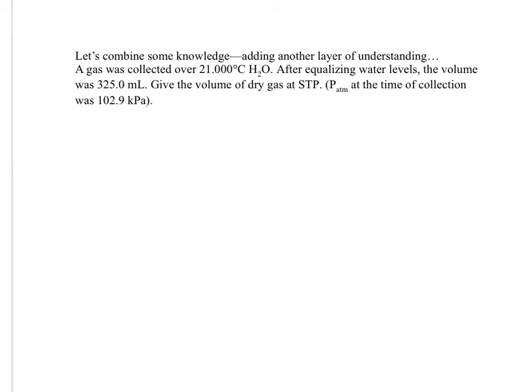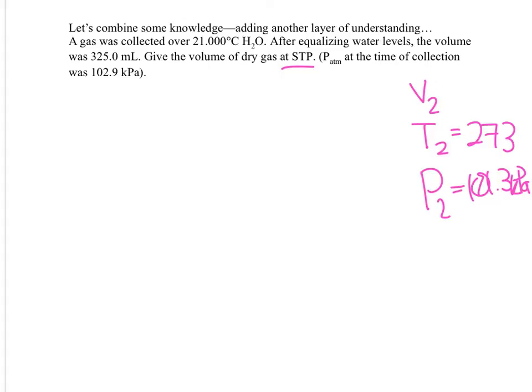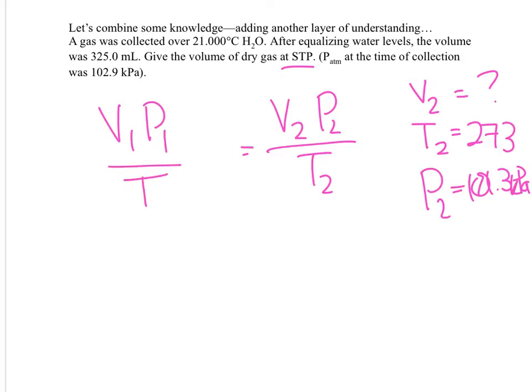We need to find the volume at STP, which means that we're looking for V2 when our T2 is equal to 273 Kelvin and our P2 is equal to 101.3 kPa, right? So we're looking for V2 and we don't know what that is. So we're going to use V2 P2 over T2 equals V1 P1 over T1. We know T1, right? They told you what that is. 21 degrees Celsius, which is what Kelvin? So we have 294 Kelvin as our T1.